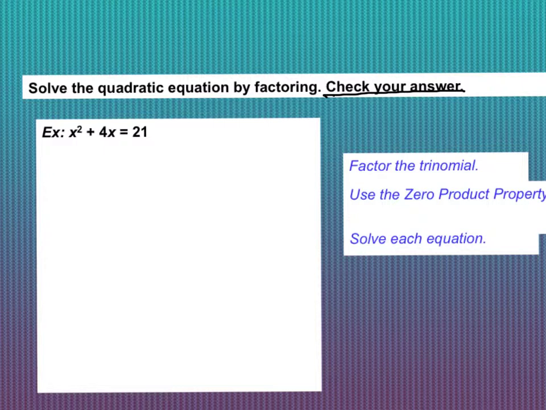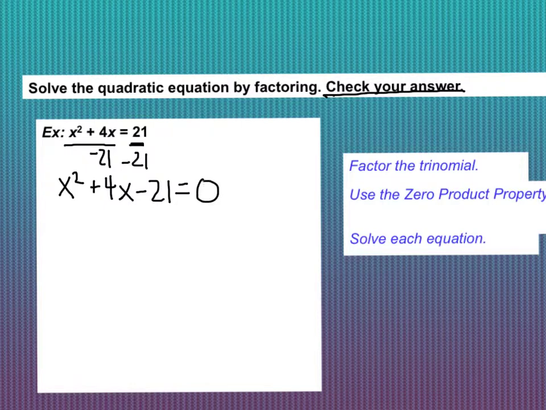So remember, I told you that it needs to be set equal to 0, and you notice that this quadratic is not set equal to 0, it's set equal to 21. So all you have to do is get rid of the 21, and then it will be set equal to 0. So I'm going to minus 21 to both sides. And now my quadratic is x squared plus 4x minus 21 equals 0. And now it's in standard form and it's ready for me to factor.